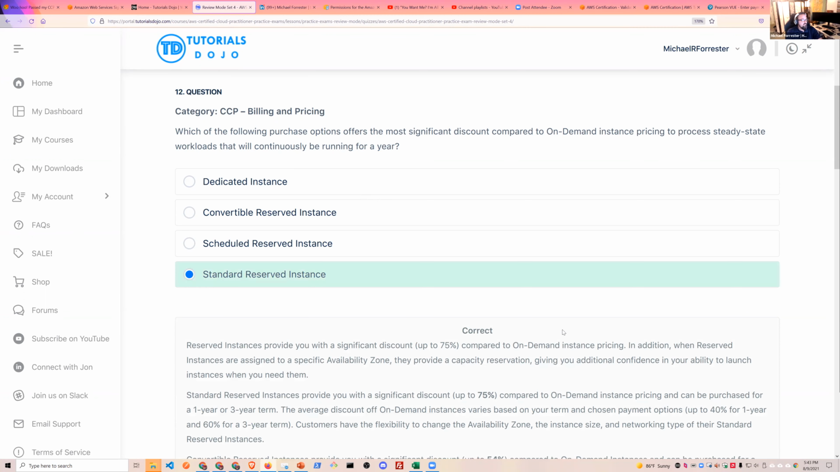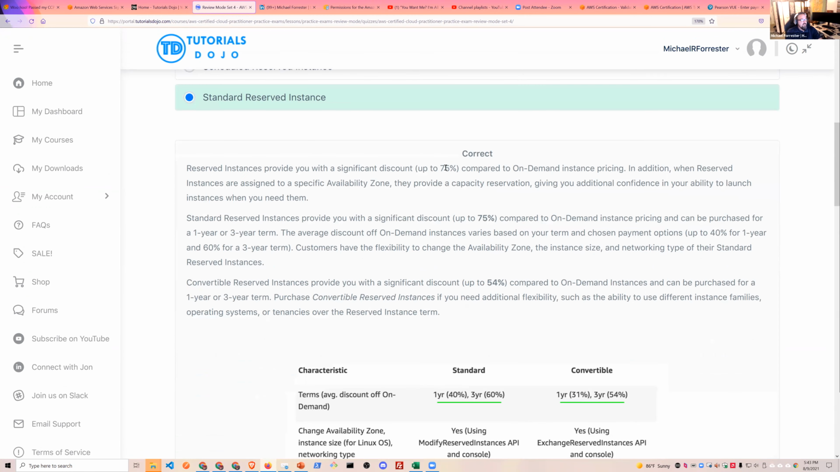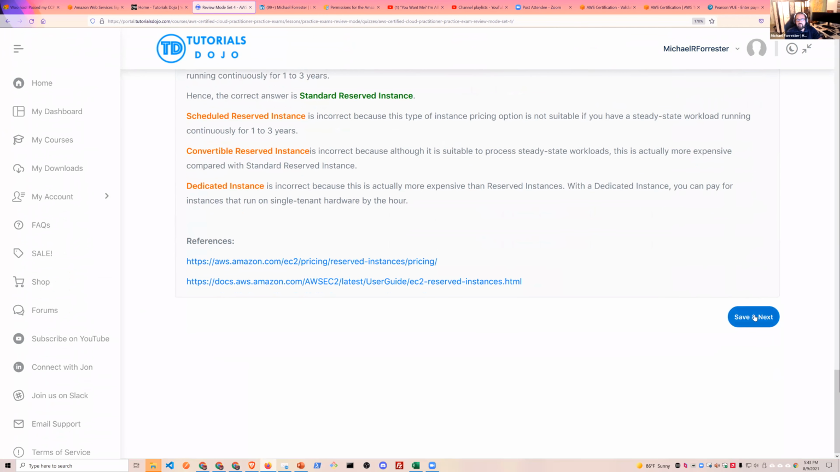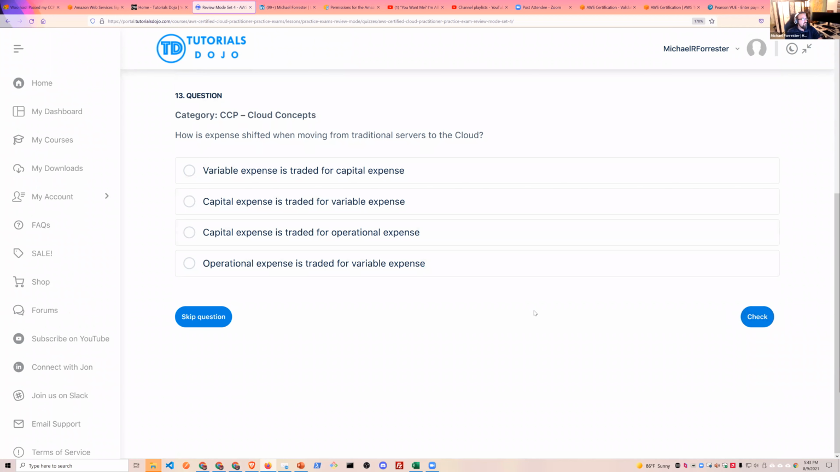Notice the discount can be up to 75%. Hold on, 1 second. Okay. So like I said, that's the one that gives, I think, the most discount. That would be the one where you go for the 1 to 3 year all upfront payment, and that's going to give you that up to 75% that you're looking for.